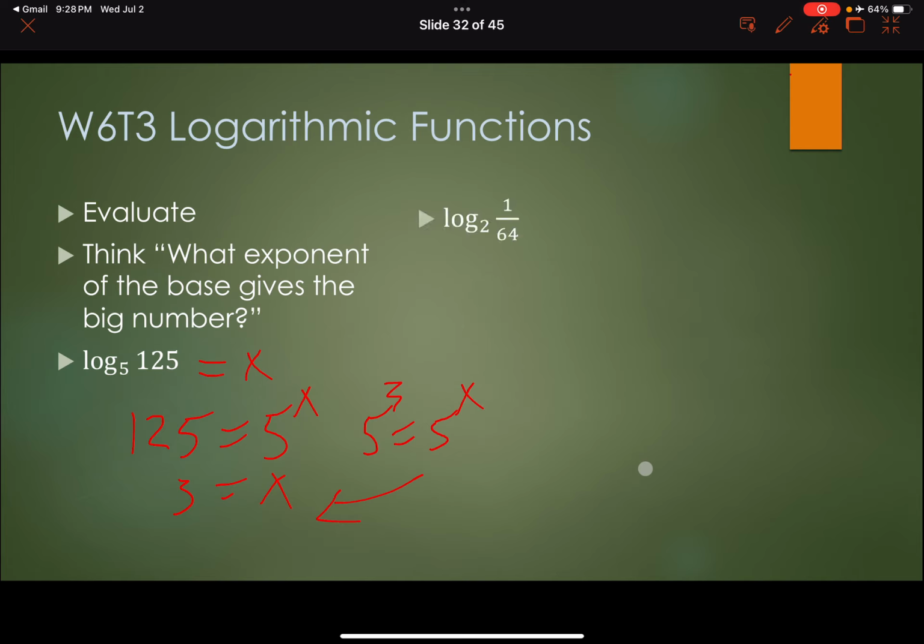Practice this one. What would log base 2 of 1/64 be? Pause the video so you can practice.